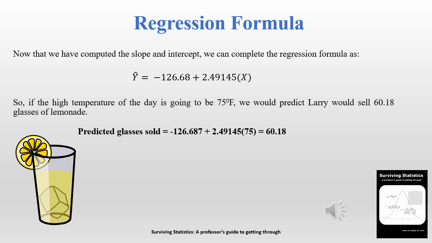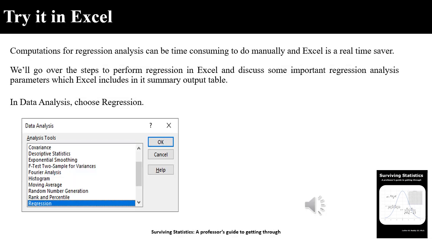And again, you see the math there, 126.687 plus 249 times 75 equals 60.18. While we computed that regression equation manually, it's really not a fun thing to do, and of course Excel has a very easy way to do it. It also is in the data analysis add-in, where you would choose regression.